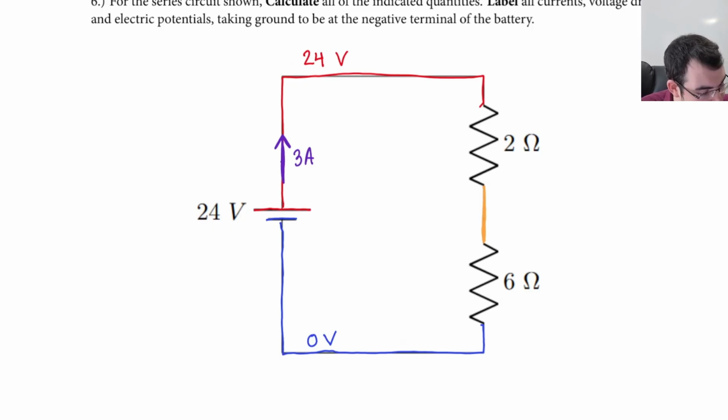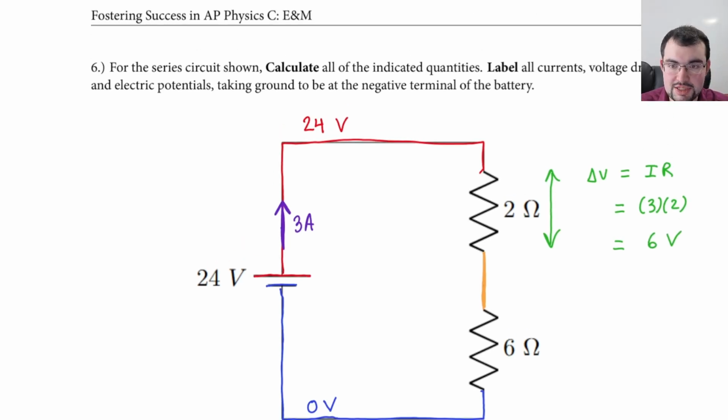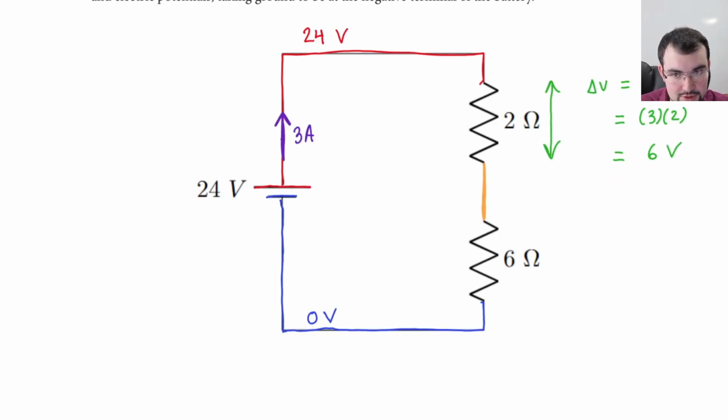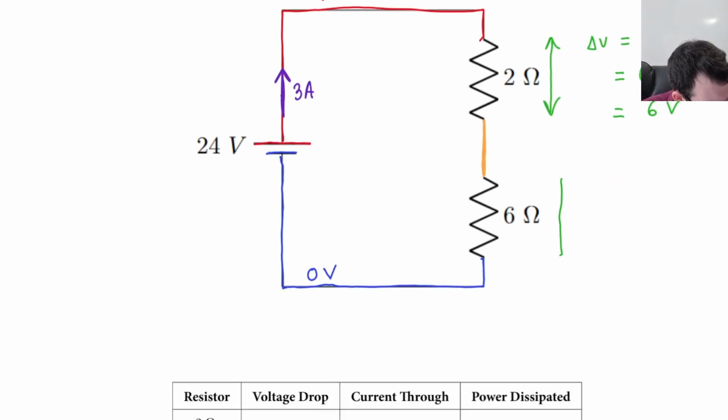So if we want to find this voltage drop, we use the fact that delta V is equal to IR. The current is 3 amps. The resistance is 2 ohms, so you get 6 volts. So this means we drop 6 volts across the 2 ohm resistor. Now for the 6 ohm, it's the same idea. 3 amps, except now the resistance is 6 ohms, so we get 18 volts.